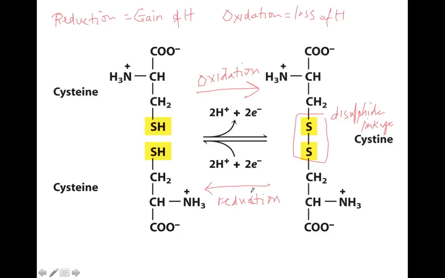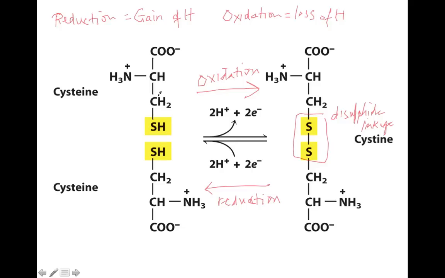Alright? So if you do a reduction, so you're going from here back to here, that's a reduction process, that's a gain of hydrogen. So you're going to be reducing the disulfide bond, and by reducing the disulfide bond, you're going to be converting one cystine to two cysteine molecules. Alright?